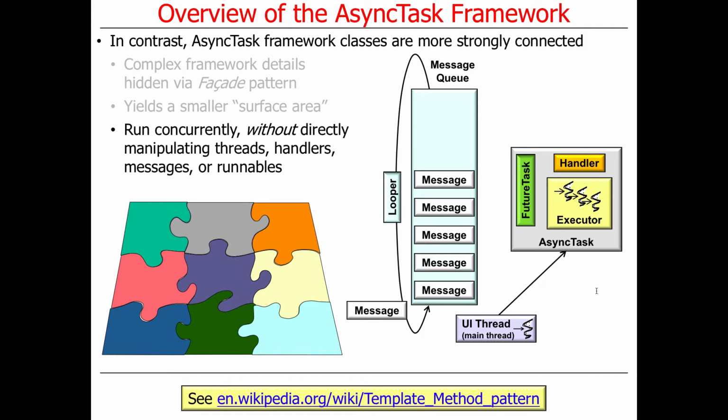One of the things you can do is you can use concurrency without directly manipulating threads, handlers, messages, or runnables. And the way it does this is by using something called the template method pattern. You're probably familiar with the template method pattern. That pattern allows you to define steps in an algorithm that are going to be delegated to subclasses or a subclass to override those steps. So you can do customization in a very stylized and convenient to extend way. And we'll see how that works in a second.